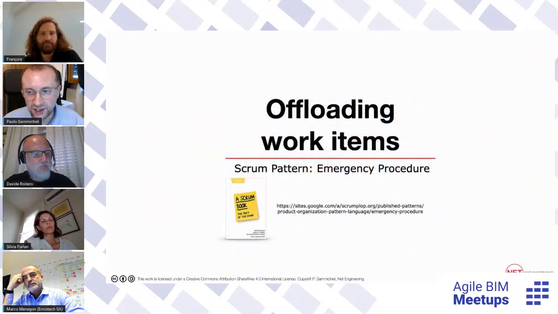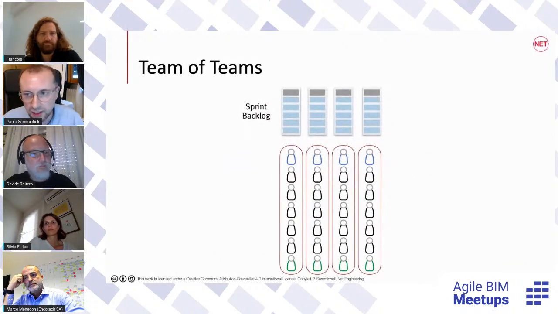So with this pattern, having multiple teams, you get a very useful behavior that David in some way introduced already. I have an animation to show you how it works. So you have multiple teams. Everybody has a buffer in their own sprint backlog.